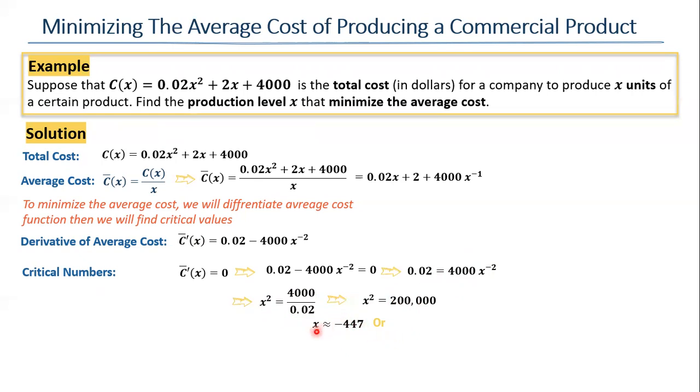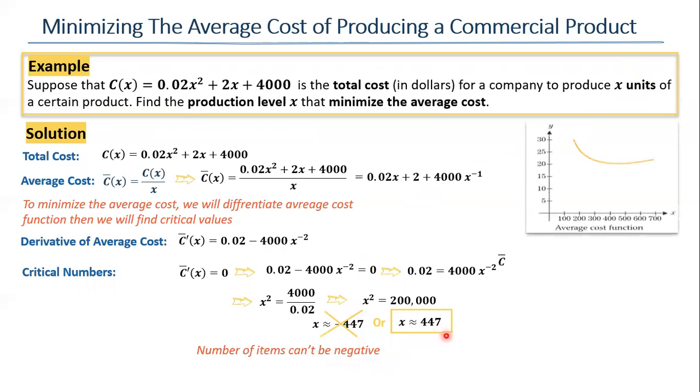Sorry, we'll get x approximately equal to negative 447 or positive 447. Negative is rejected because the number of items cannot be negative. So x equals approximately 447.